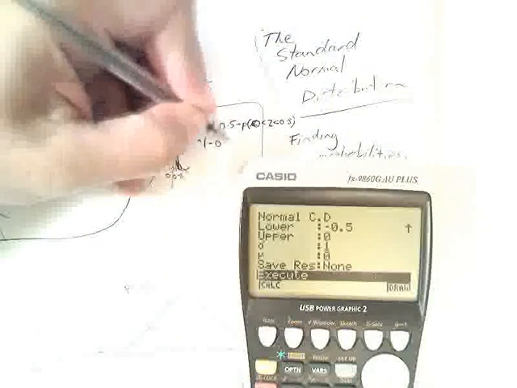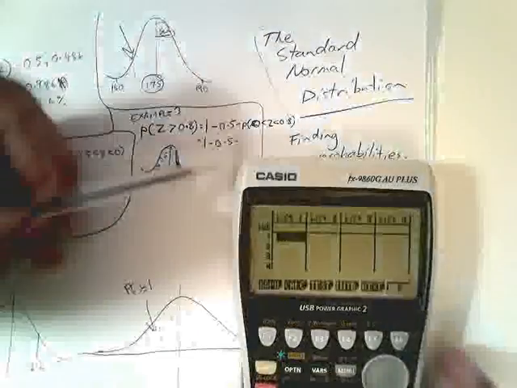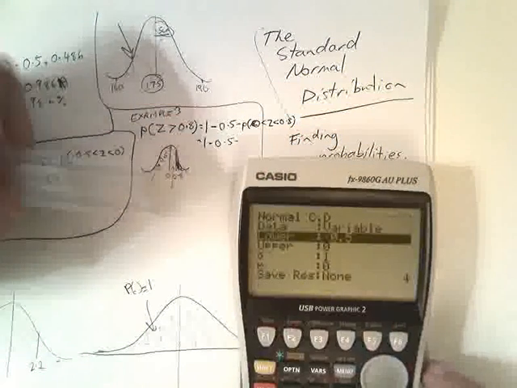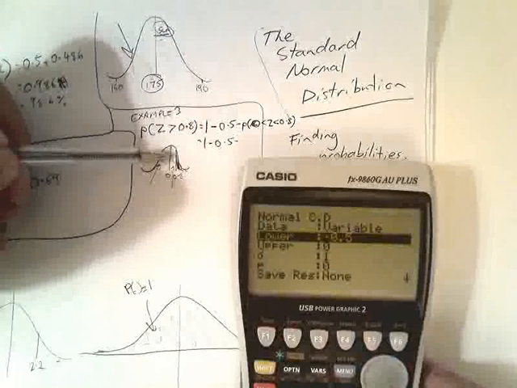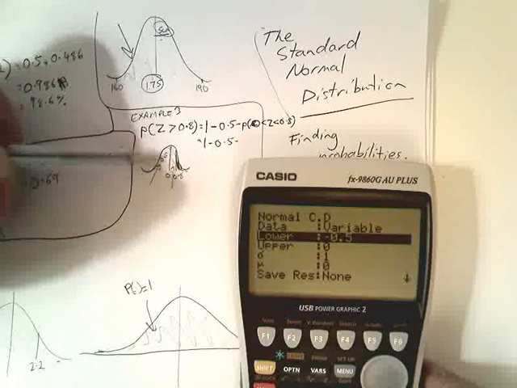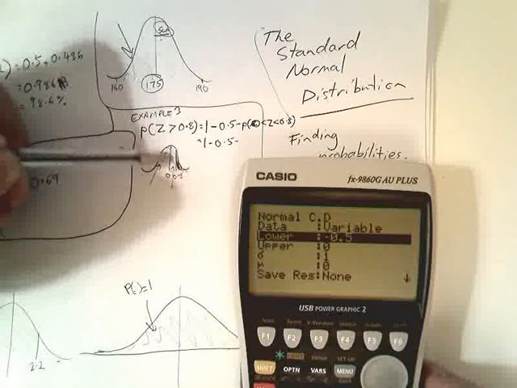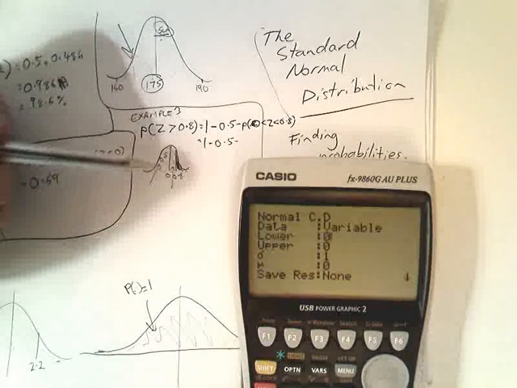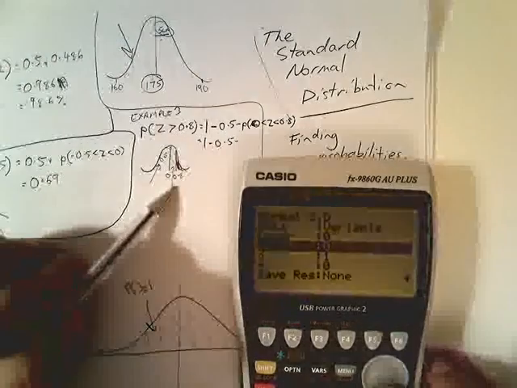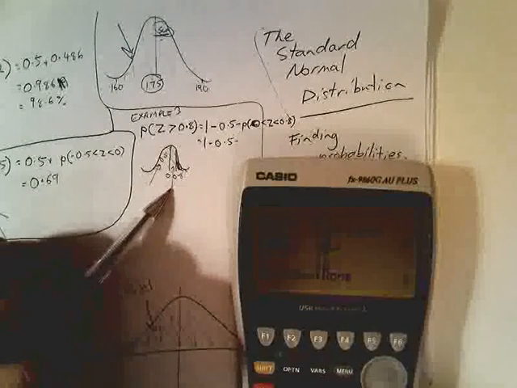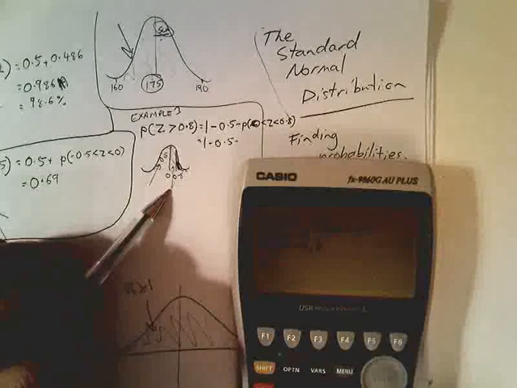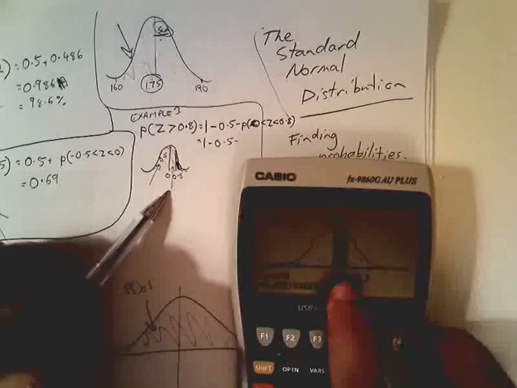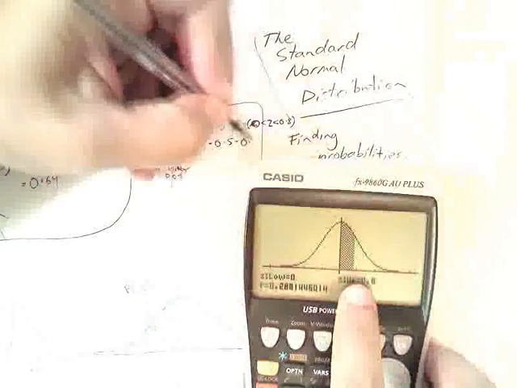1 minus 0.5 minus, and we want to know, oops, go back to normal distribution. We want to give it a lower bound. We want to find this piece in here, because we know what this piece is. We know the whole thing is 1. If we know this piece, we can find this piece. Lower bound 0, upper bound 0.8. Don't forget to draw it. That's what we want, and it's 0.288.